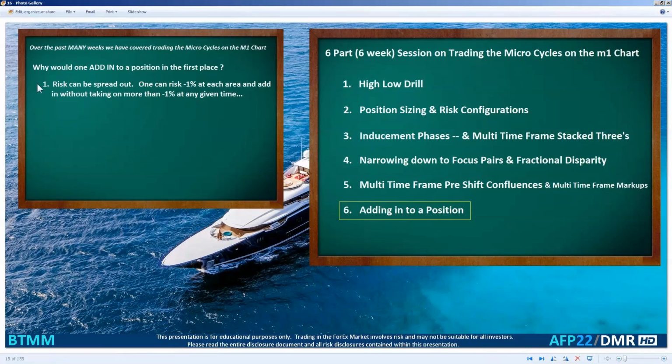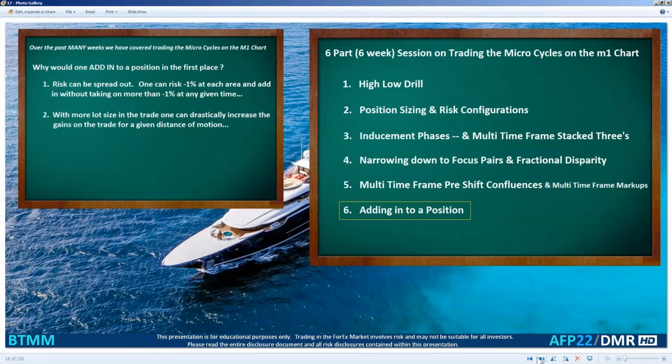Okay. Risk, right? Why would one add into a position in the first place? Why would you go through the trouble? Well, risk can be spread out. One can risk 1% at each area and add in without taking on more than 1% at any given time, yet still have a large position in there.